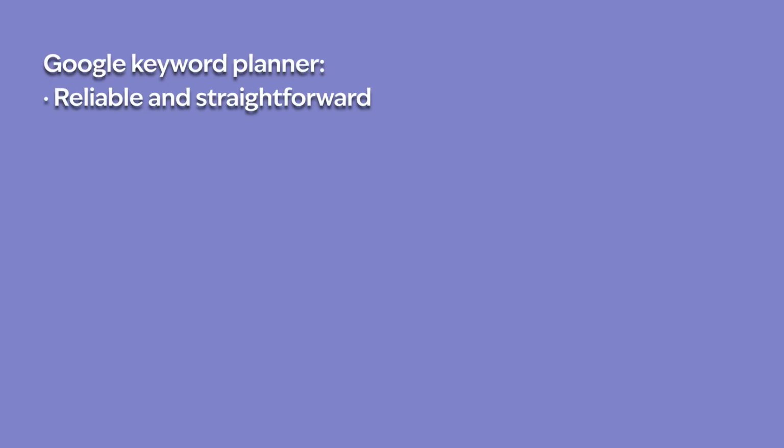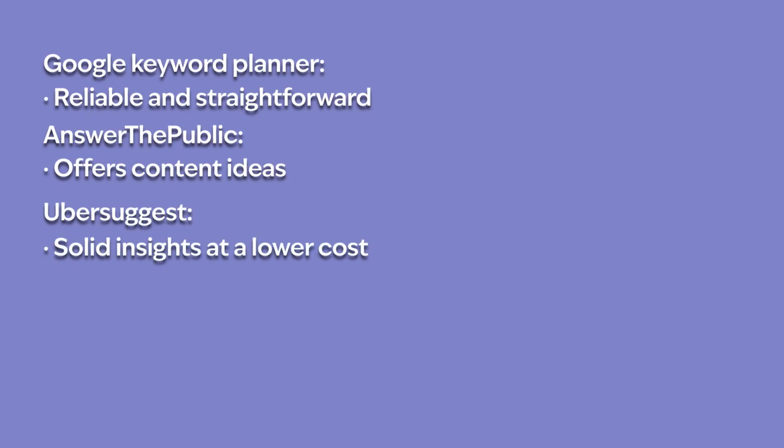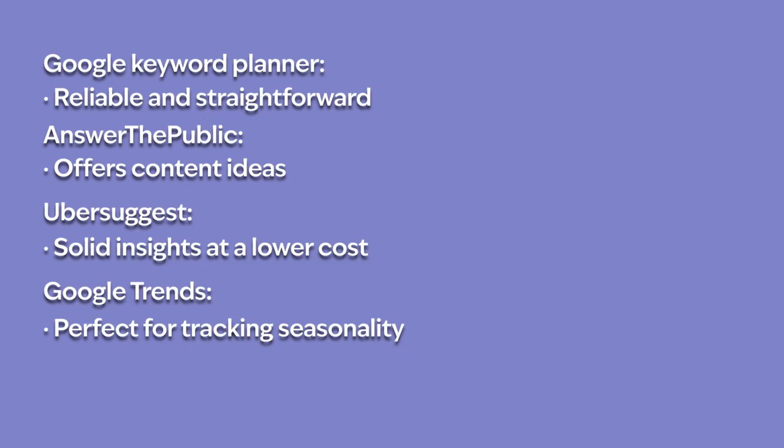Here's a quick comparison. Google Keyword Planner is reliable and straightforward but lacks specificity. Answer the Public is fantastic for content ideas, while Ubersuggest offers solid insights at a lower cost. Google Trends is perfect for tracking seasonality, and if you need the full package with advanced data, SEMrush and Ahrefs are the way to go.